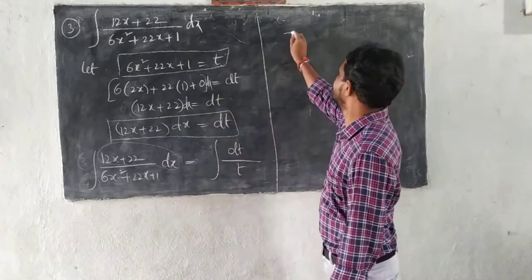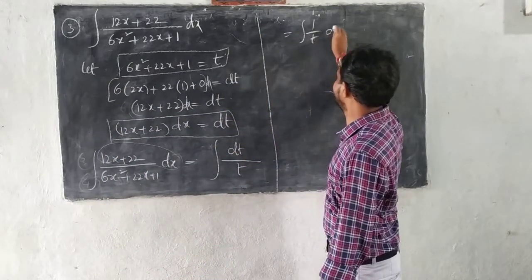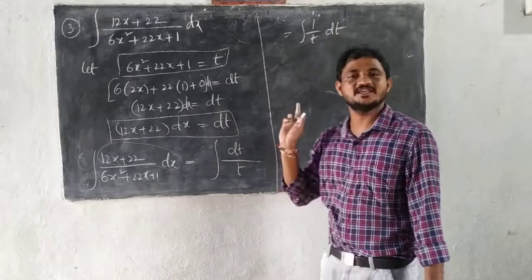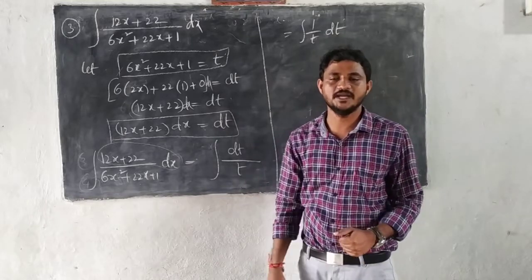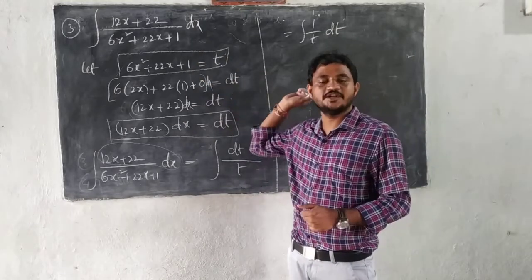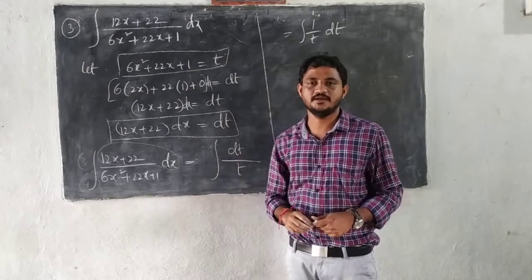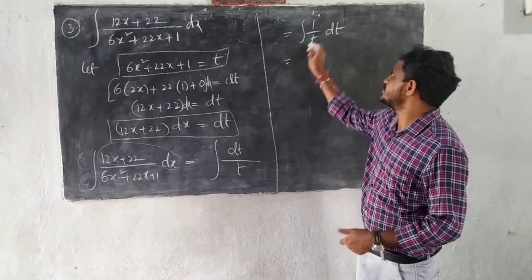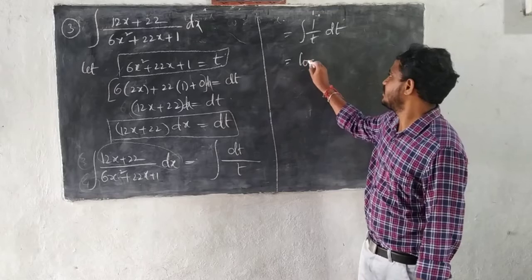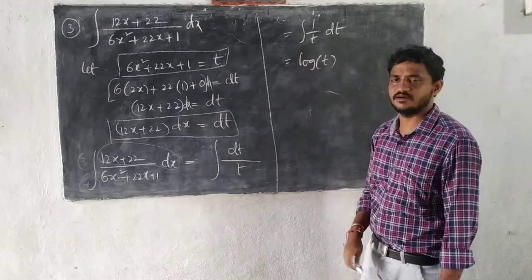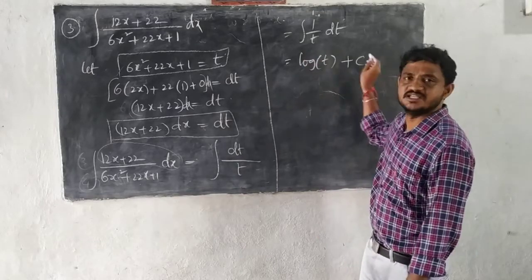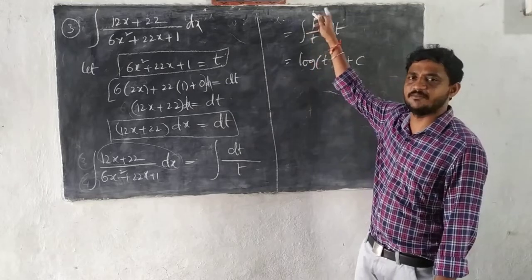So we can write this term as integration of 1 by t into dt, which is a standard form. So the given function is converted into standard form. What is integration of 1 by t into dt? That is log t. So log t plus c is the integration of 1 by t.